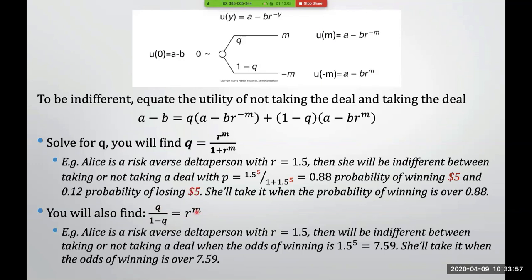Again, Alice's risk odds for $5 would be equal to her R, which is 1.5, raised to the power of 5, which is equal to 7.59. And she'll take a deal with $5 at stake as long as the odds of winning is over 7.59. This is exactly the same with this, only that using this expression, we're focusing on the preference probability. And using this expression, we're focusing on the odds.